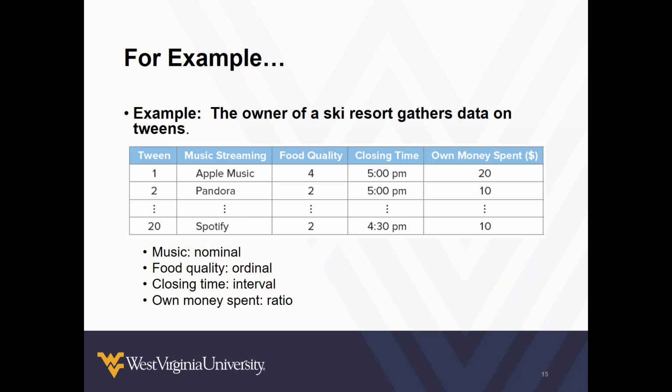So pretend you're in marketing at Snowshoe Resort and you want to find out a bit more about your younger clients. So you survey 20 of them. You ask about their music streaming preferences, the food quality, closing time, and the amount of their own money they spent. And each of these represents a different type of data. Music streaming preferences are an example of nominal data, the food quality an example of ordinal data, the closing time an example of interval data, and the money spent is an example of ratio data.